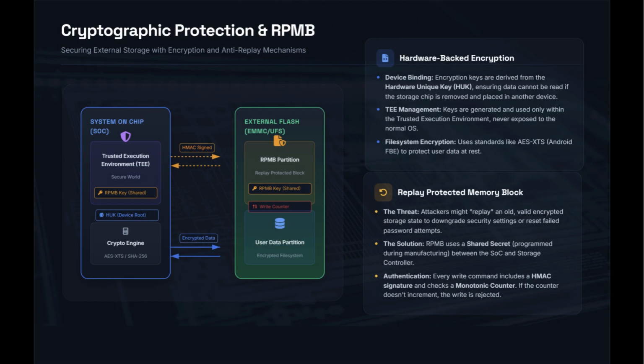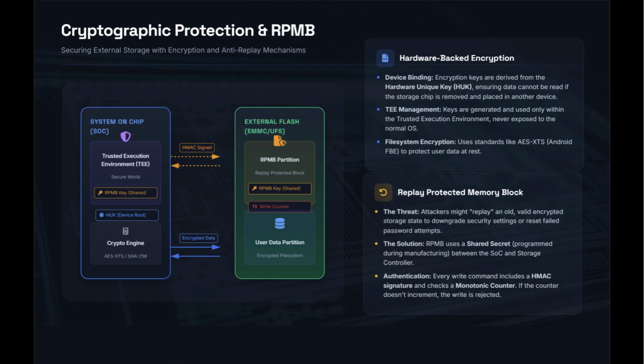Modern mobile devices also rely on strong cryptographic protections to secure external storage. One important component is the Replay Protected Memory Block, or RPMB, which exists within eMMC or UFS flash storage. RPMB is designed to protect sensitive data from replay attacks, where attackers attempt to replace new data with older versions. This mechanism works by combining cryptographic authentication with a shared secret key stored inside the device's trusted execution environment.